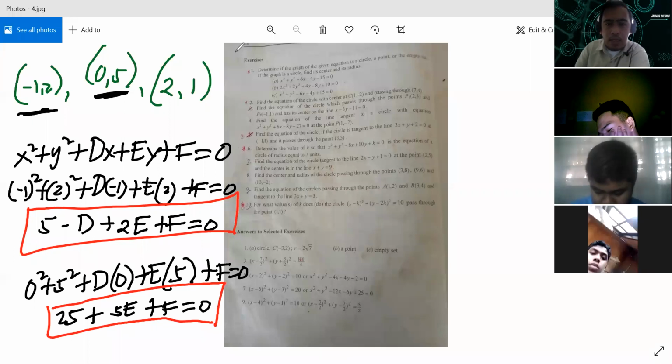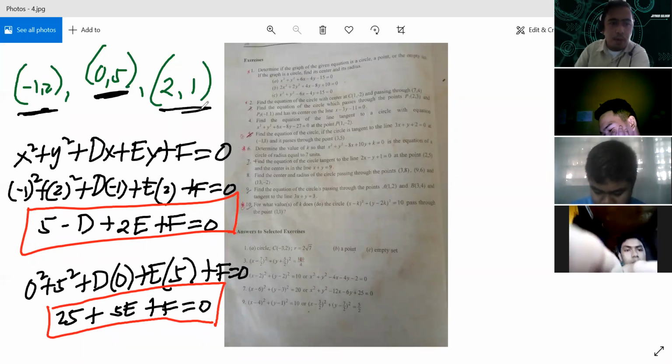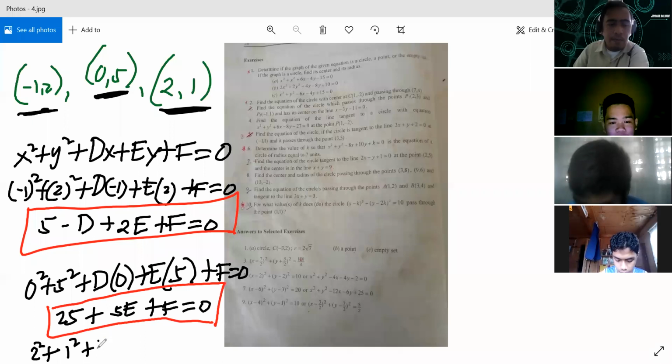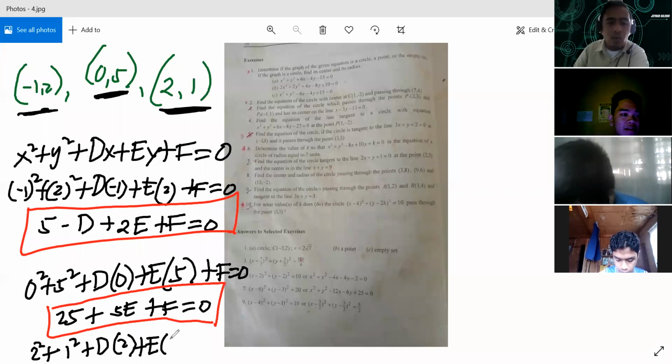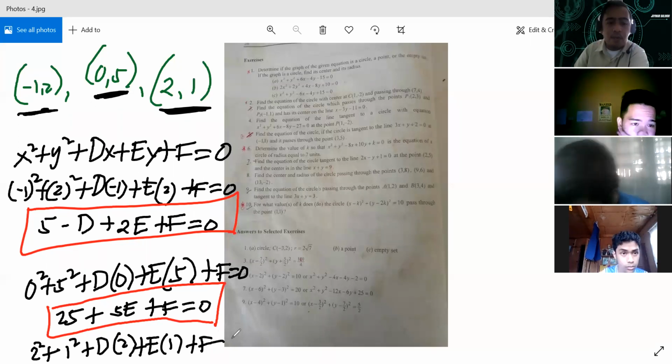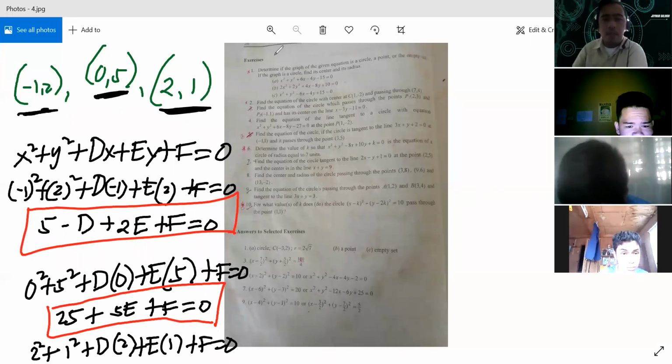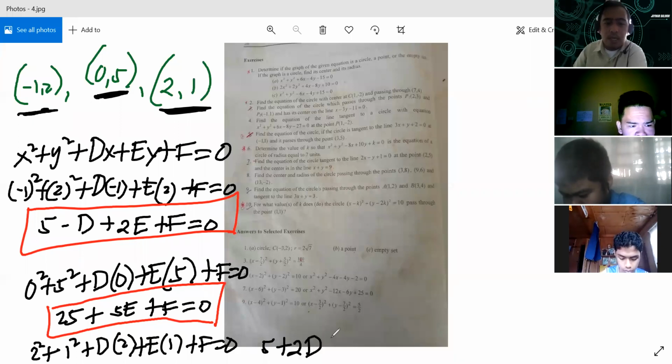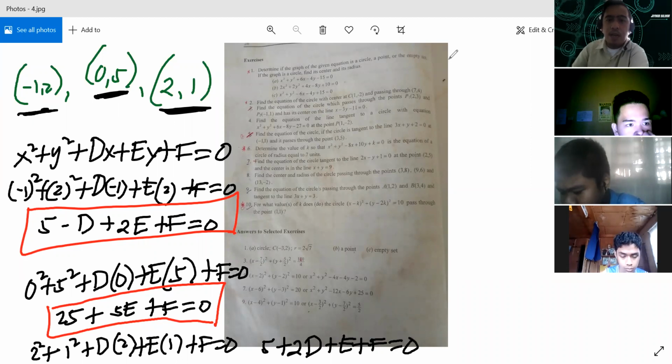The next one is if we will use the third point. If you will use the third point, that will be 2 squared plus 1 squared plus d times 2 plus e times 1 plus f equal to 0. So if you're going to simplify that one, this is 4 plus 1, that is 5, plus 2d plus e plus f equal to 0. Clear? Class, paspas ako class or okay ra?